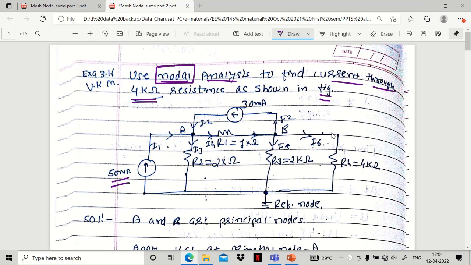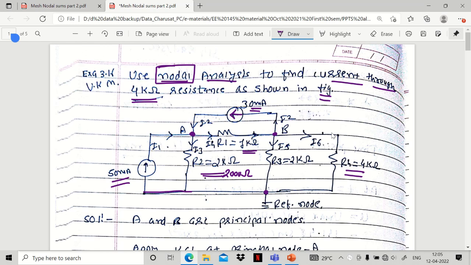Now see, the figure is given. Here there is a current source of 50 milliampere. There is a node A. Between these two nodes, resistance R1 is connected, whose value is 1 kilo ohm. Between node A and B, current source of 30 milliampere is connected. Current is flowing from B to A. Between A and this bottom node, resistance R2 is connected, whose value is 2 kilo ohm. It means 2000 ohm. Now, between B and this bottom node, which is the reference node, R3 is connected, whose value is 2 kilo ohm. And between B and reference node, another resistance R4 is connected, whose value is 4 kilo ohm or 4000 ohm.